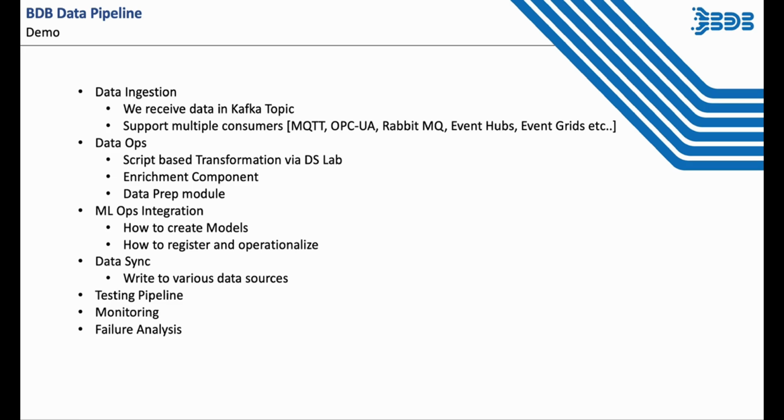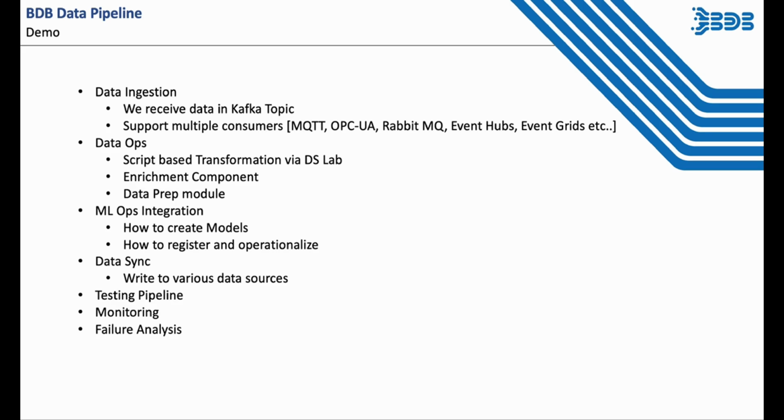The third phase is the ML ops phase, where we have built and deployed a model to identify anomalies in the sensor data. For this, we have created a model using the DS Lab module. I'll be walking through a quick introduction about this module as well, and how you can quickly register and operationalize these models. Last but not the least is the data sink phase, where we write all this processed data into a data warehouse or an analytics zone where it can be consumed by other applications.